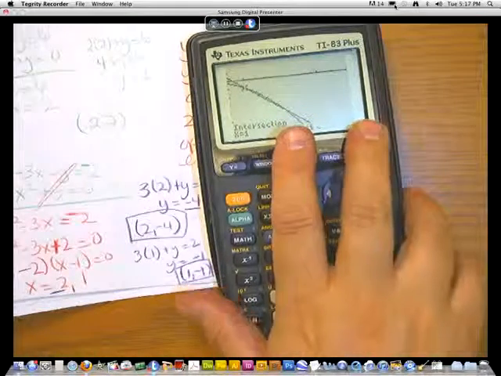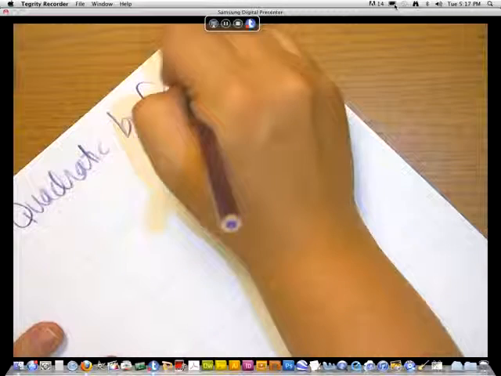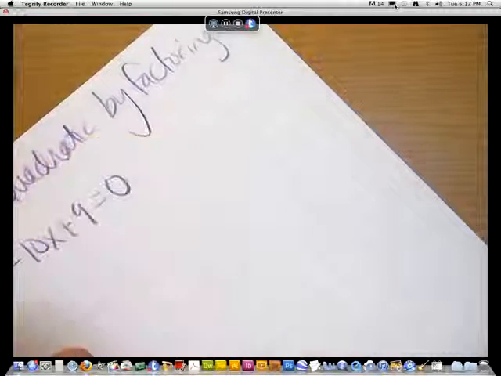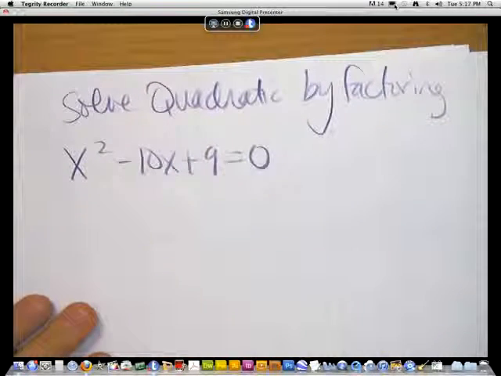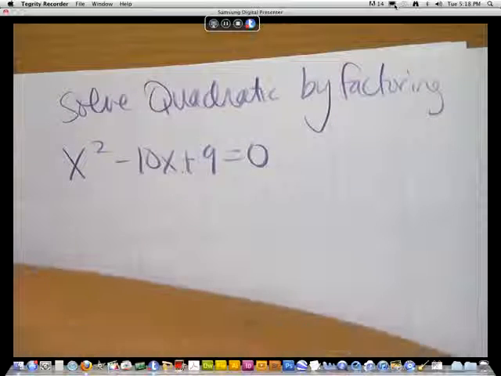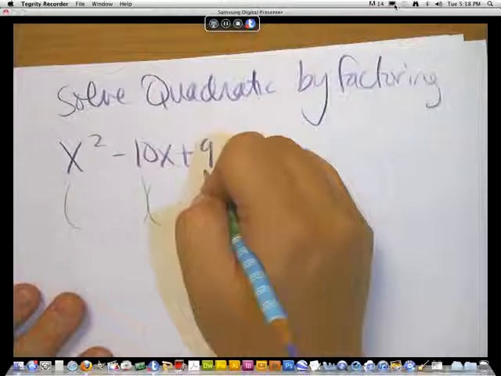Alright, the last one that we're going to do for today is being able to look at a quadratic. We're going to solve a quadratic by factoring. So x squared minus 10x plus 9 is 0. All of our quadratics have to equal 0 in order to solve it. We do have different ways of being able to solve it, but for today we're just going to look at the factoring. The next lesson we'll complete the square, quadratic formula, square root, and we'll try different options. But for this one, we're just going to be able to factor.